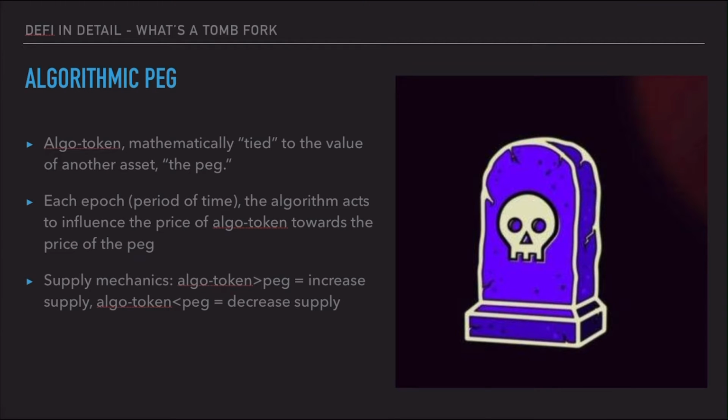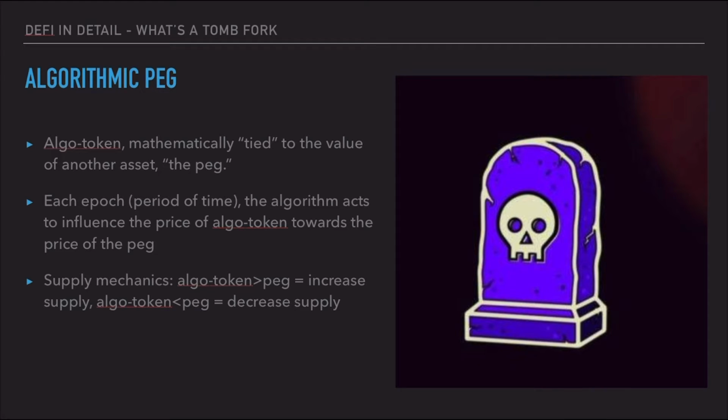Okay, so an algorithmic peg, really all that means is a bunch of math that is tying the value of one asset to another. That second asset being what we call the peg. So in crypto in general, you'll hear this term epoch used quite often, and that is just a term to reference a period of time, and that period of time will be different depending on which project you are dealing with, but just keep that in mind.